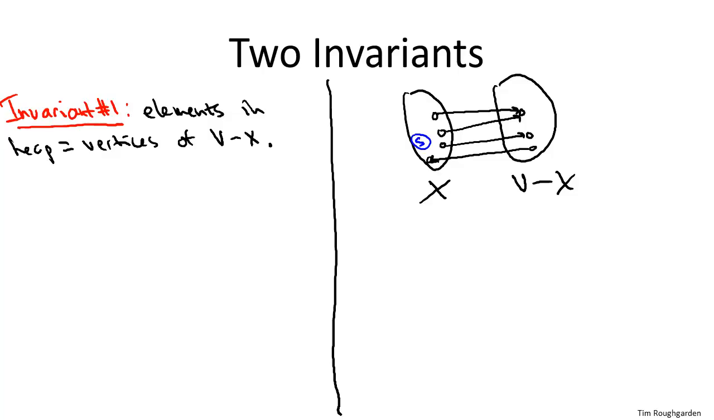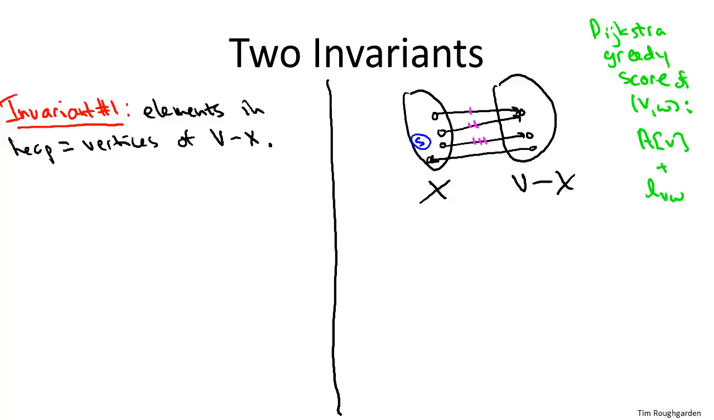The straightforward implementation of Dijkstra's algorithm would compute Dijkstra's greedy score for each of these 3 edges. And remember, by definition, that's the previously computed shortest path distance to the tail of the arc VW plus the length of the arc VW. So the straightforward implementation just computes this for the 3 edges, and whichever of the 3 edges had the smallest score, the head of that edge would be the next vertex that gets added to X. So let me specify the second invariant, and then I'll tell you how to think about it.